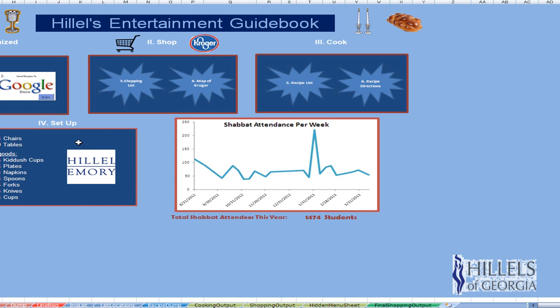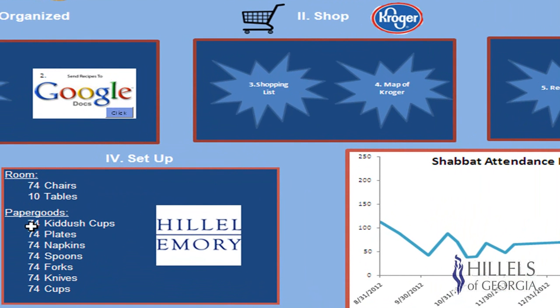Now we have our fourth and final step, which basically shows, based on the amount of people coming to the event that we generated from our demand, what we need. So for the room, we need 74 chairs because there's 74 people, 10 tables, and the paper goods that we need. For these, they're all 74: kiddush cups, plates, napkins, spoons, forks, knives, and cups.